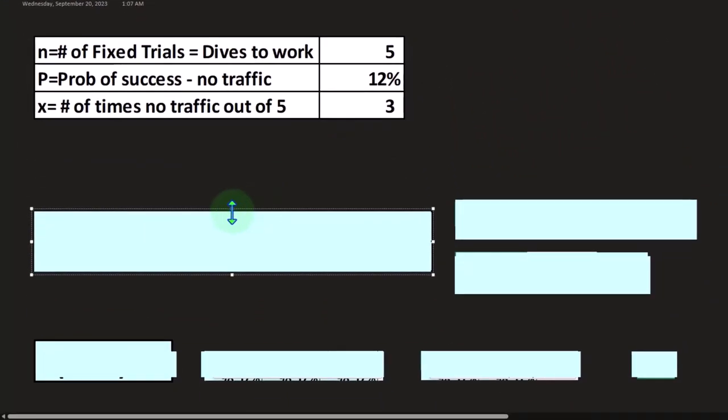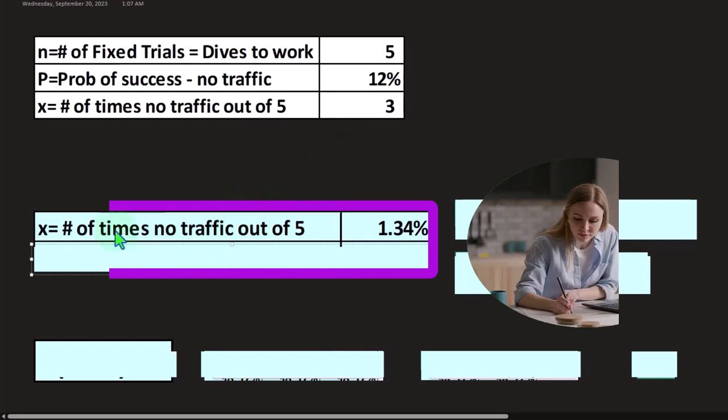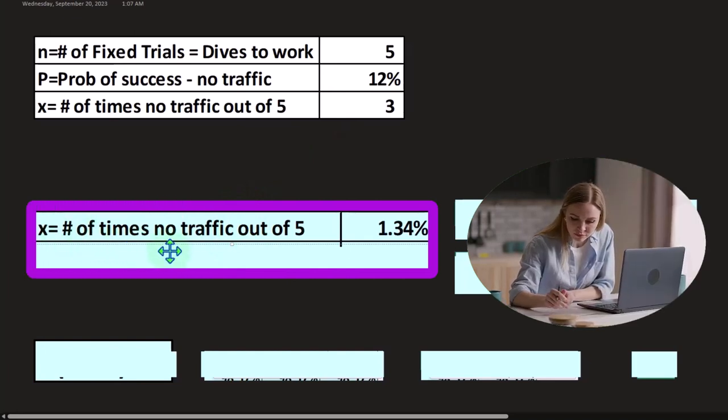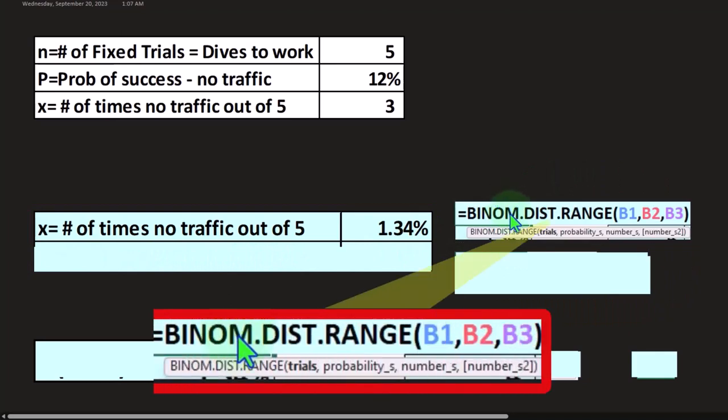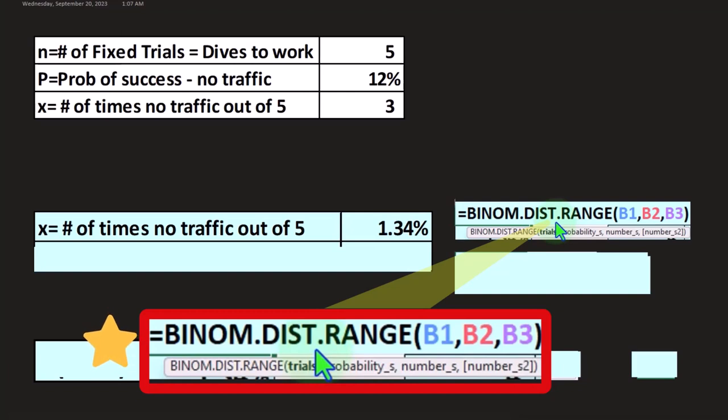Okay, so if we were to do our binomial distributions, X equals the number of times no traffic out of five. So here is our equation. Now remember, there are actually two of them with the binomial, which is a little bit different than some of the other distributions like the Poisson distribution. The latest one, as we talked about before, is this range one, which has more flexibility, but it also can be a little bit confusing sometimes. So the other one might be easier to use since it's closer to the Poisson. So we'll look at both of them.